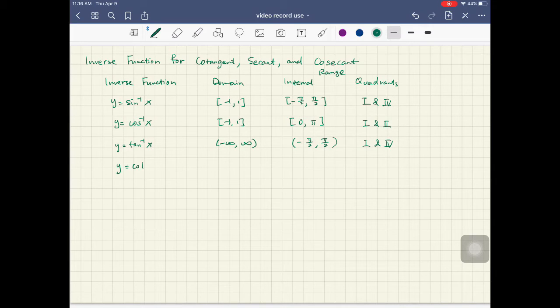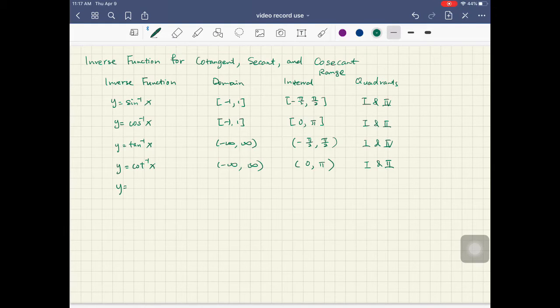For the cotangent one, the domain is very similar to the tangent one. It's going to be from -infinity to positive infinity. The range, because one period of the cotangent graph is from 0 to pi, is also going to be from 0 to pi for the cotangent inverse, excluding 0 and pi because of the asymptotes. Quadrant is going to be quadrant 1 and quadrant 2.